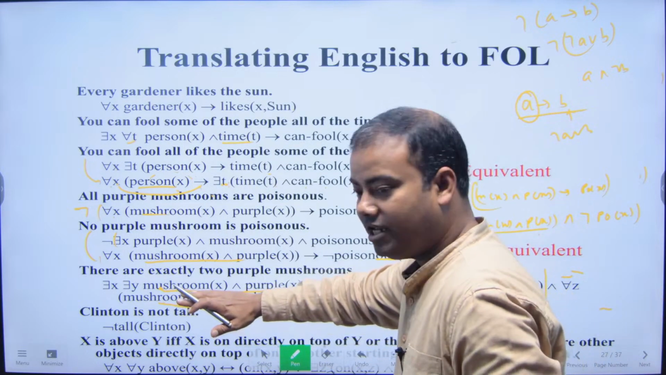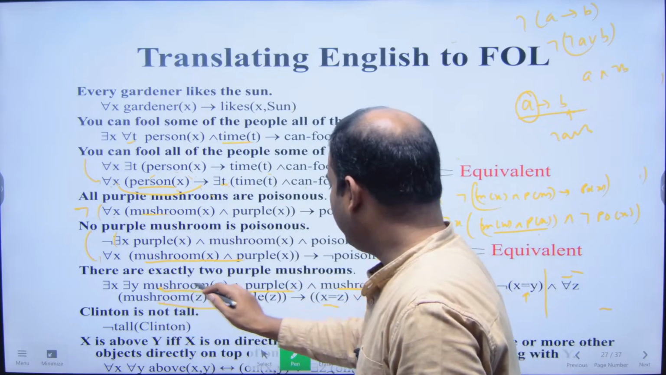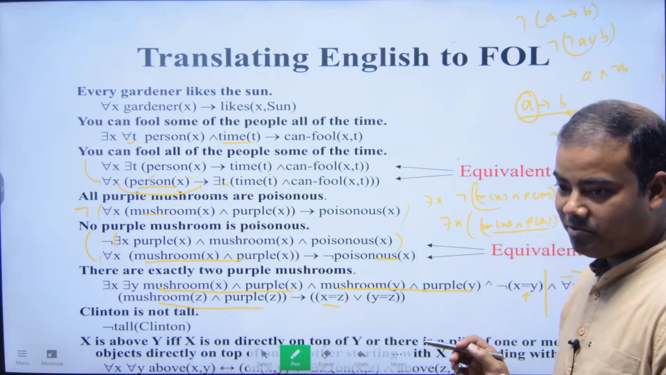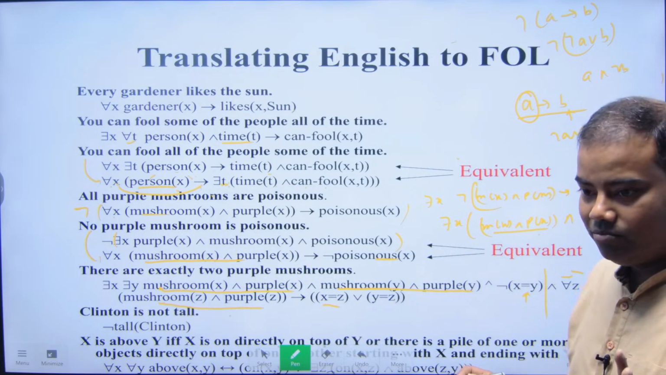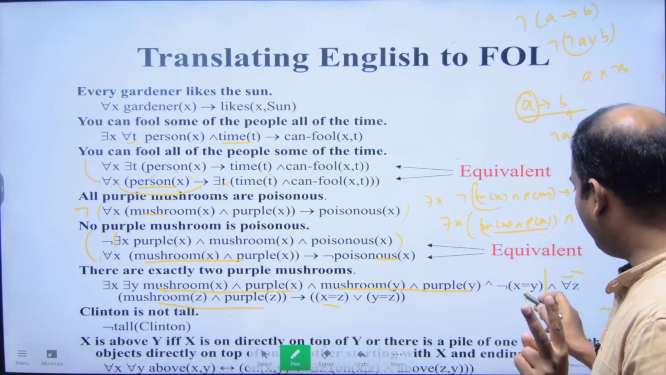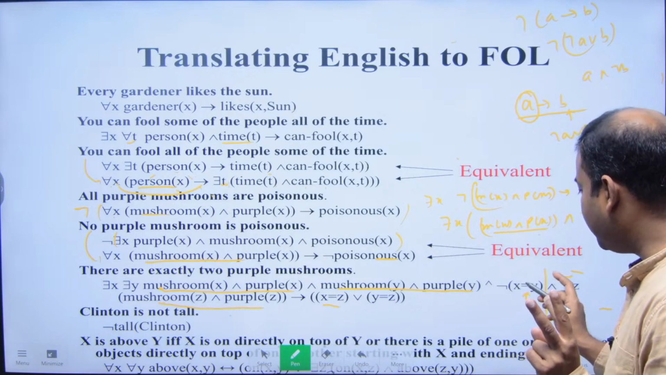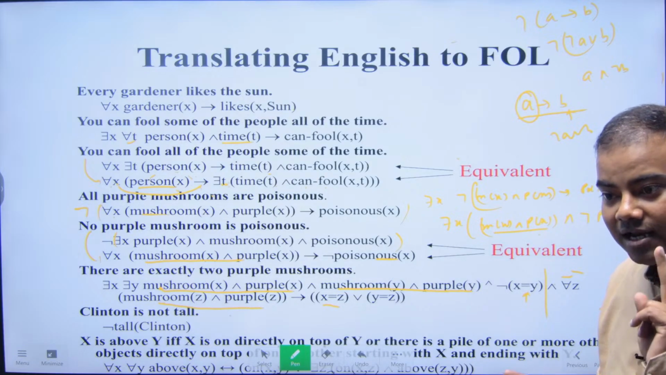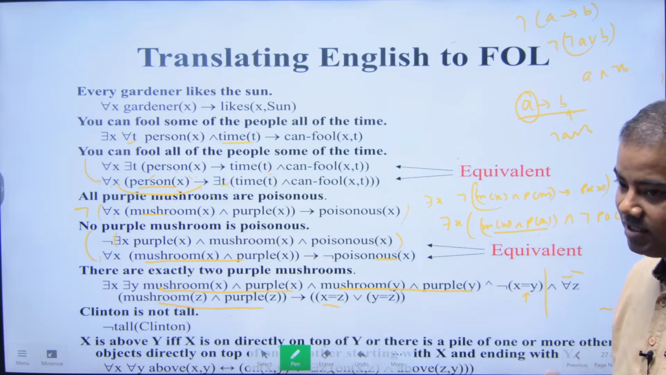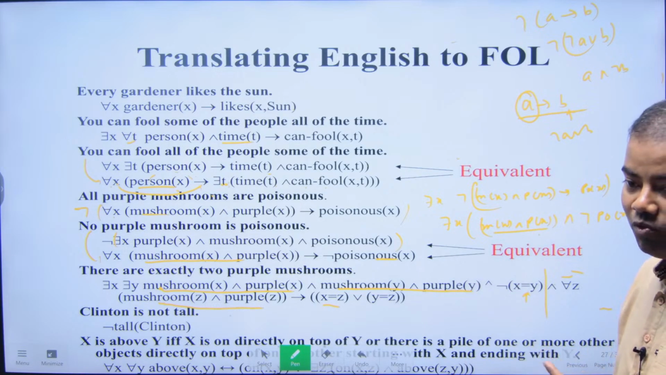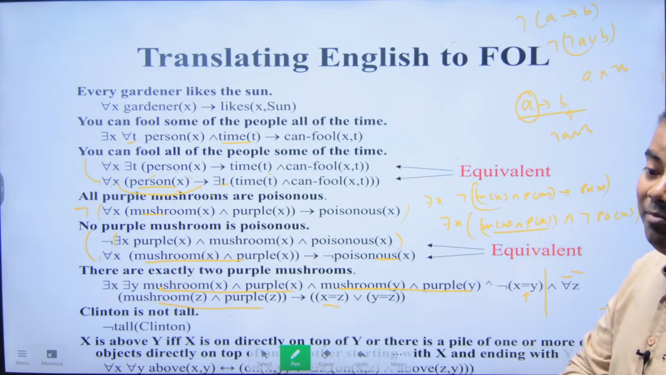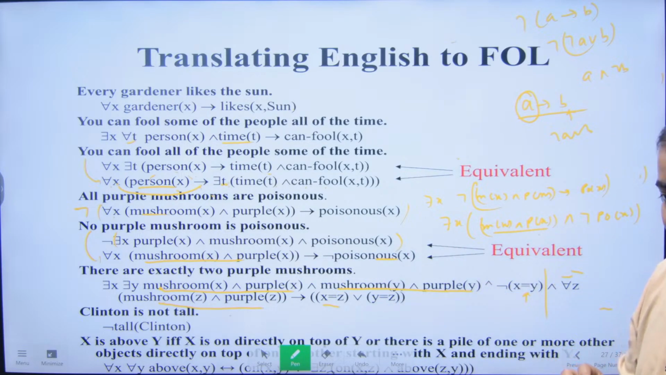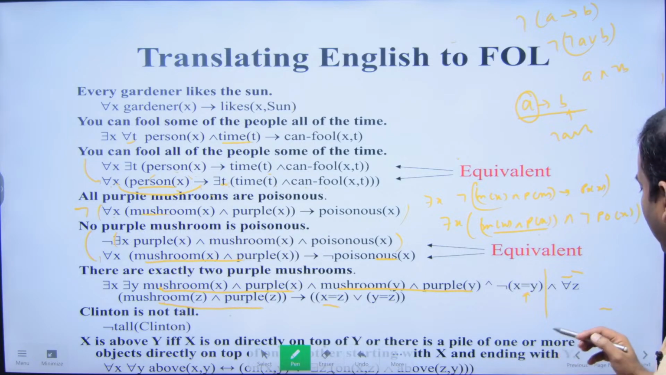This statement is clear. First statement is what? X is purple mushroom. Then y is purple mushroom. X and y purple mushroom. Now what I am telling is that x and y are not the same. It means there are at least 2 purple mushrooms, x and y. X is also a purple mushroom. Y is also a purple mushroom. And maybe more than one purple mushroom exists. Is it clear?